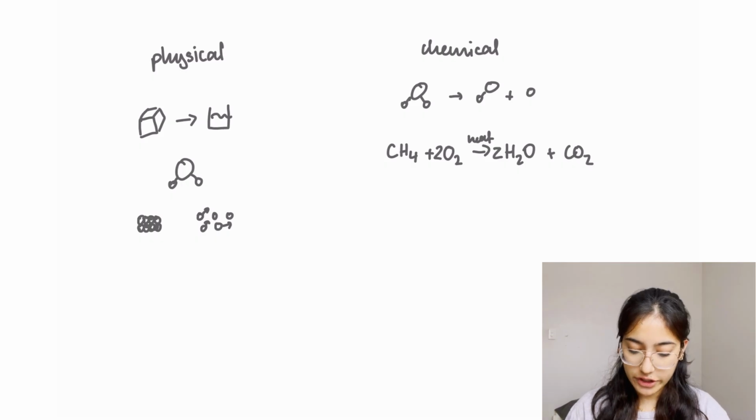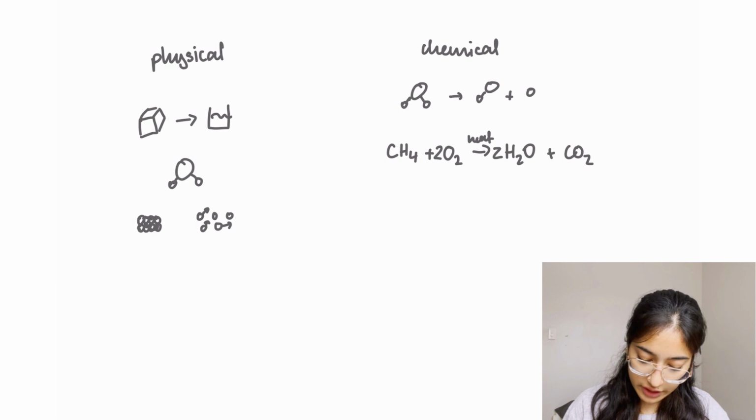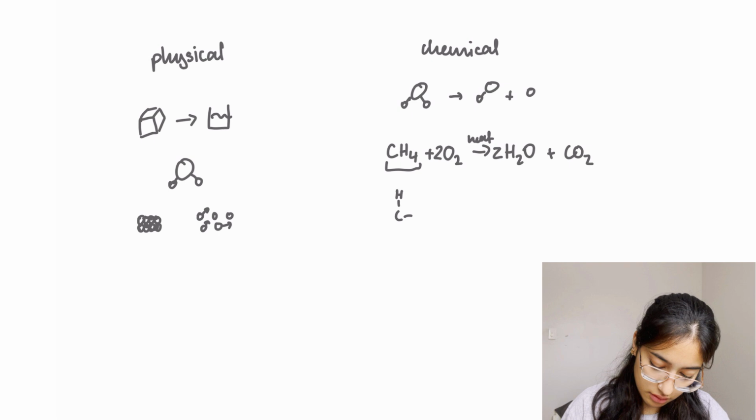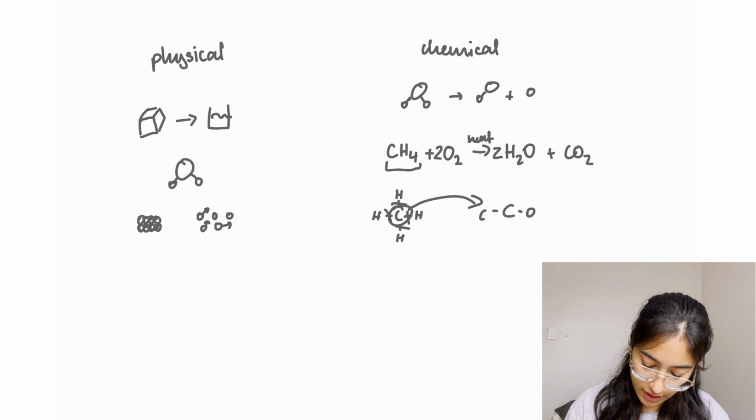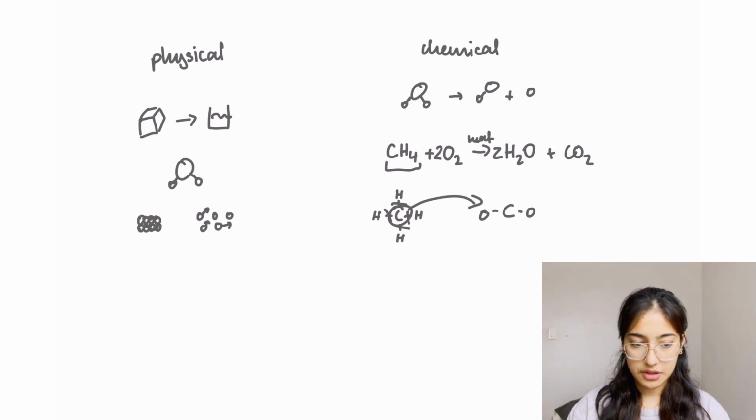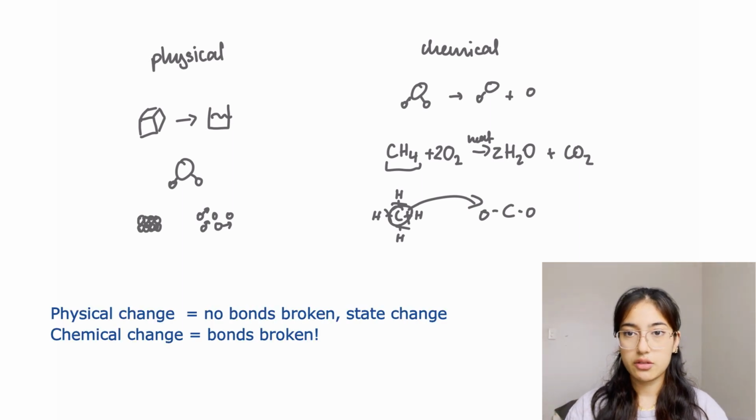Okay, so I balanced this equation now, and you can see that the bonds in this molecule have broken apart. So these bonds are broken. And instead, this carbon will go over here, and it'll form new bonds with these oxygens. So that's the main thing that defines a chemical change, this idea of bonds being broken or made. In a physical change, that doesn't happen, and in a chemical change, that does happen.